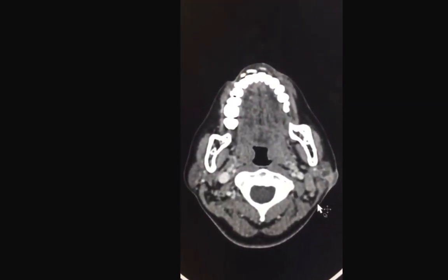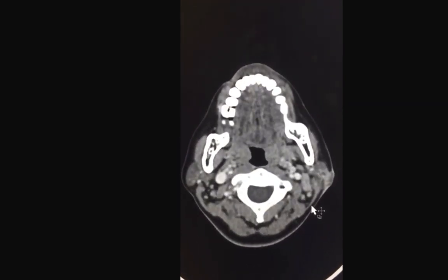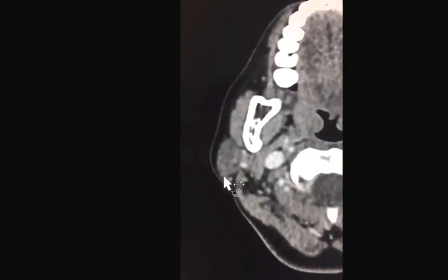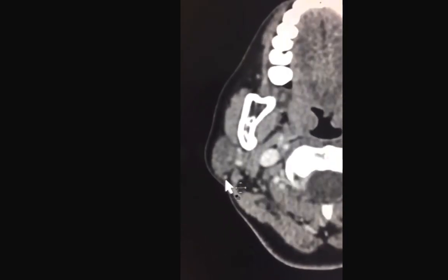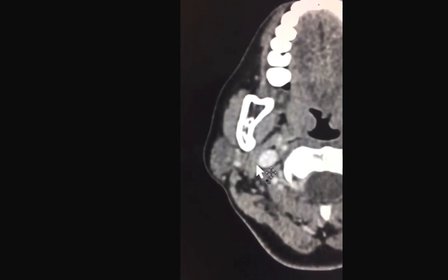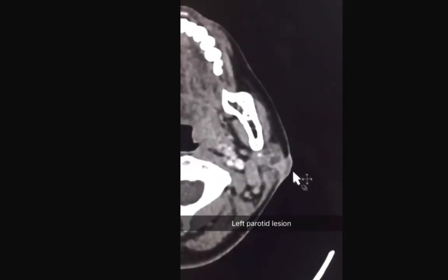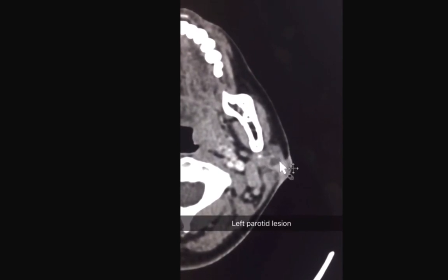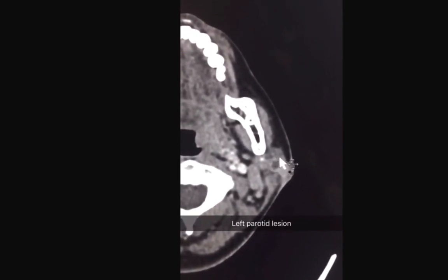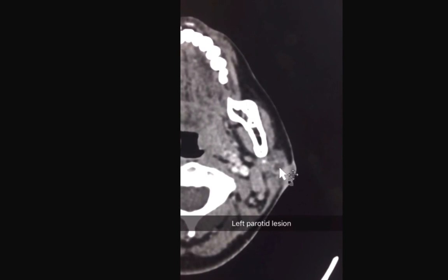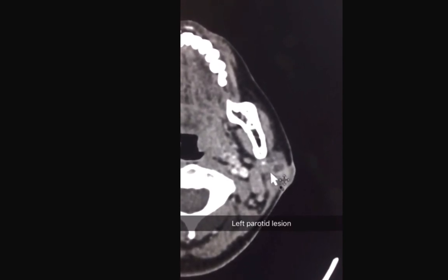This is an advanced case showing a parotid gland lesion. Remember that we talked before about the normal parotid gland with a superficial and a deep component. Now let's look at this abnormal hypodense rim-enhancing lesion that involves the inferior aspect of the superficial left parotid gland.